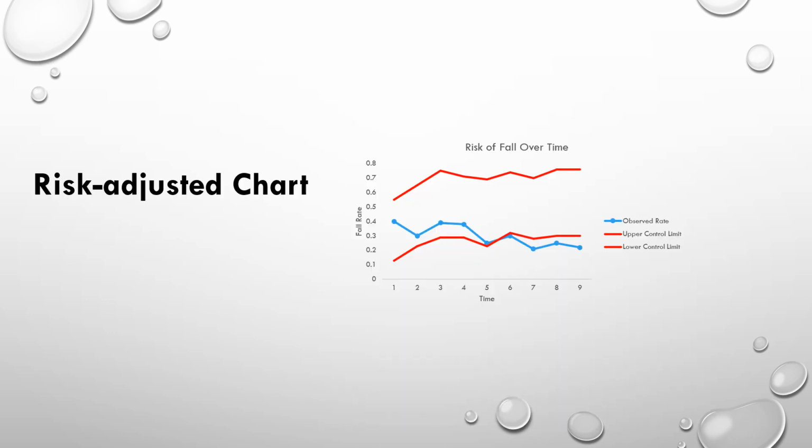In Excel, I plotted the upper and lower control limits with the observed rate of fall risk. As we can see, the fall risk in all time periods is well below the upper control limit, and as the time periods go on, the risk of fall has reduced even lower than the lower control limit. This indicates that whatever measures are being used to reduce the risk of fall at the nursing home are working.